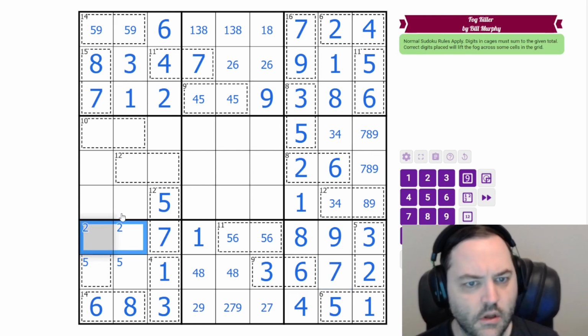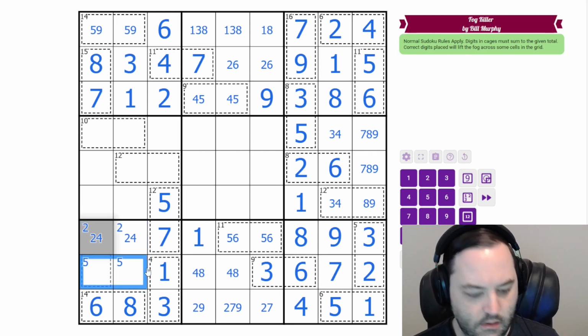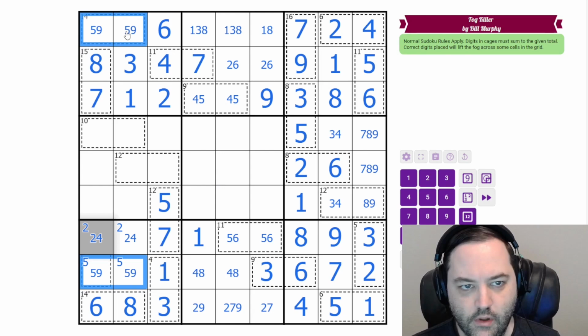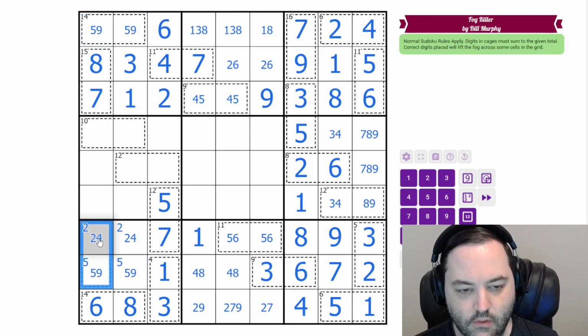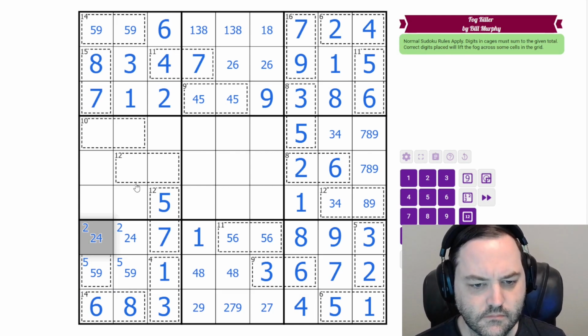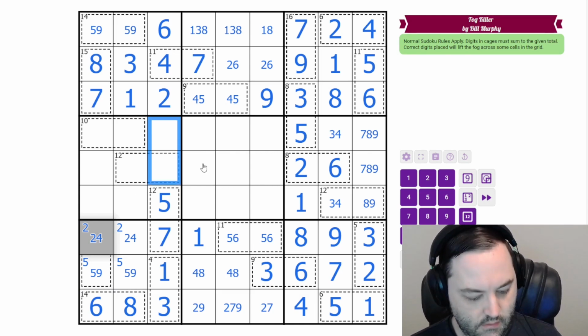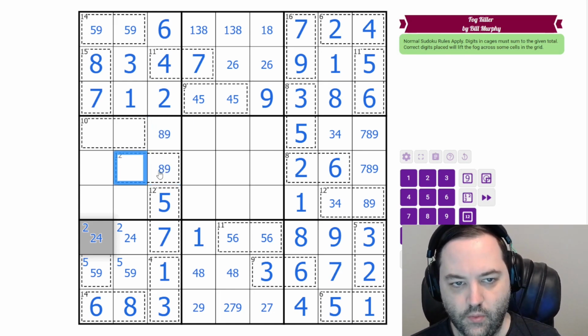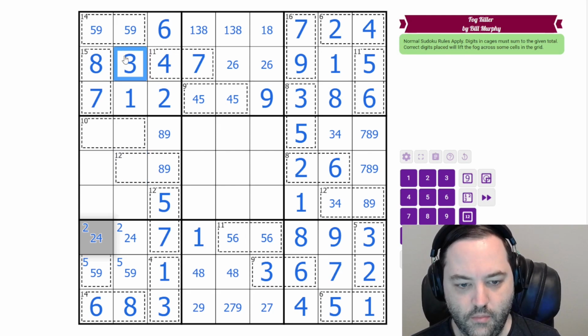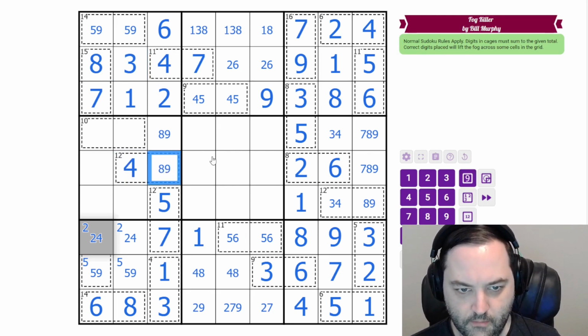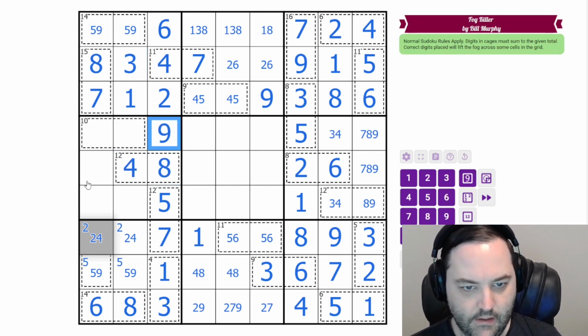Here we need 2 and 4 and 5-9. So we would have a deadly pattern here, but this cage is going to resolve it once we clear the fog. All right, these are 9 and 8. So to make 12, we either need 3 or 4, but we can't have a 3. So this is 4. So it's 8 and 9.